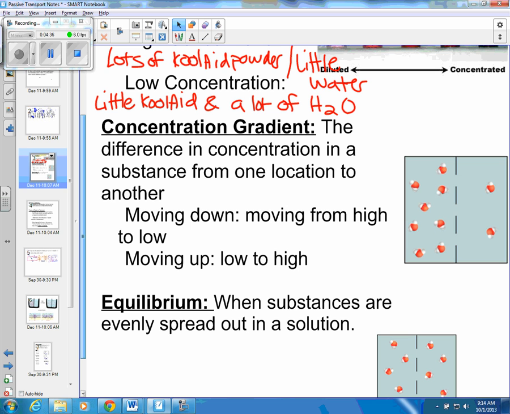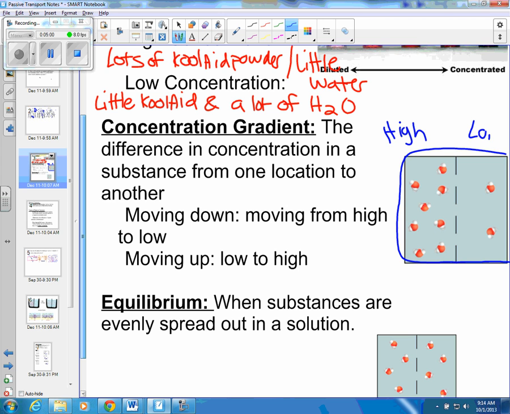Okay, concentration gradient. Concentration gradient is a difference in concentration of a substance from one location to another. So over here, we see a concentration gradient. Where is the difference? On this side, is it high or low? On the left, high. And over here, it was low. When I first sprayed it, where was the concentration? Where were all the molecules? They were on this side of the room. And you guys have very few molecules on your side.